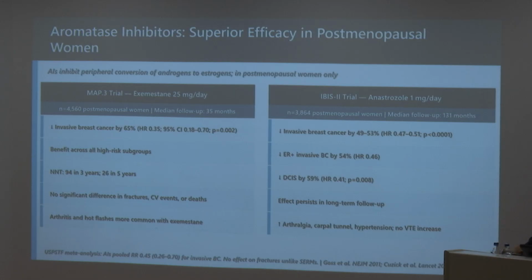And arthritis, of course, is expected. You know that even in cancer patients, we see more arthritis and hot flashes with these drugs, due to their mechanism, of course, with exemestane and anastrozole.